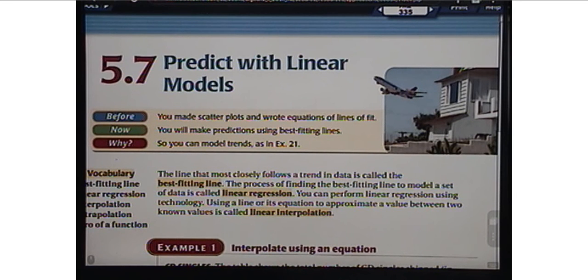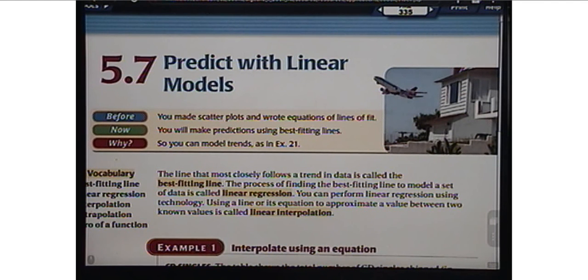You can perform those linear regressions using technology, which is a much more accurate and precise way to do it. Using a line or its equation to approximate a value between known values is called linear interpolation. So today, pretty much that's what we're going to do. We will predict by following linear models.